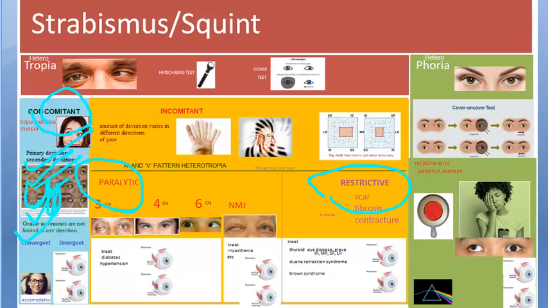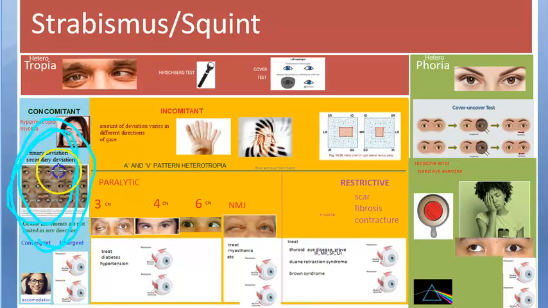The ocular movements are not limited in any direction. The ocular movements, guys, focus here. The ocular movements are not limited in any direction. There's no limit in any direction.